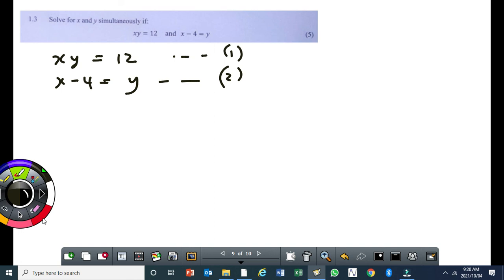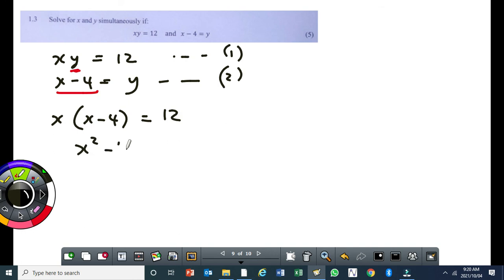So the first thing that you have to do is substitute this x minus 4 here, because it's equal to y. If you do that, you get x times (x minus 4) equal to 12. It was so easy. Then you get x squared minus 4x equal to 12. Standard form of the quadratic equation: x squared minus 4x minus 12 equal to 0.